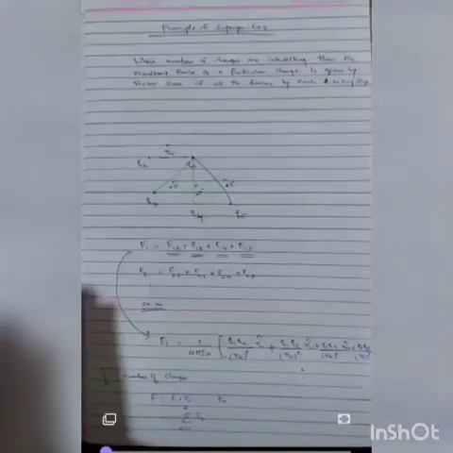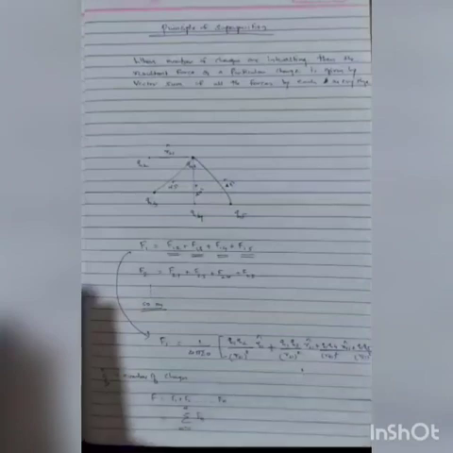Hello friends, now we will move to the superposition principle. When a number of charges are interacting, then the resultant force on a particular charge is the vector sum of all the forces acting on that charge. Consider 5 charges. Let Q1, Q2, Q3, Q4 and Q5 be the 5 charges in a system, and we have to calculate the force on charge 1.